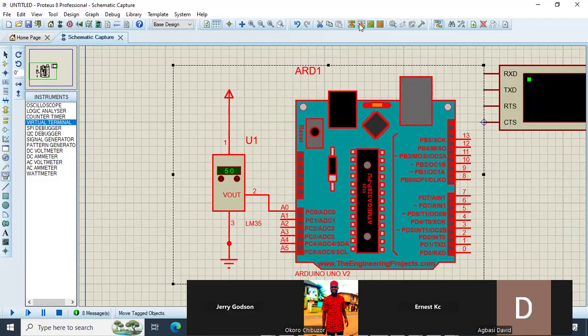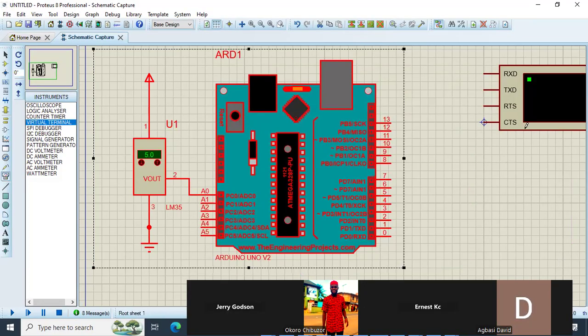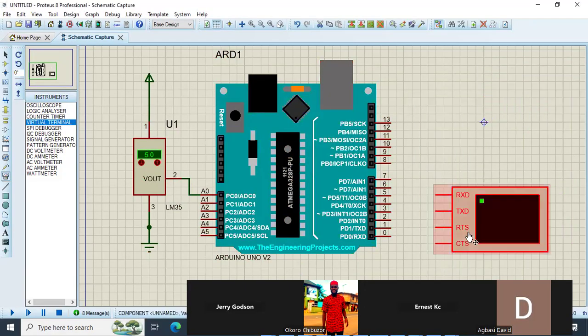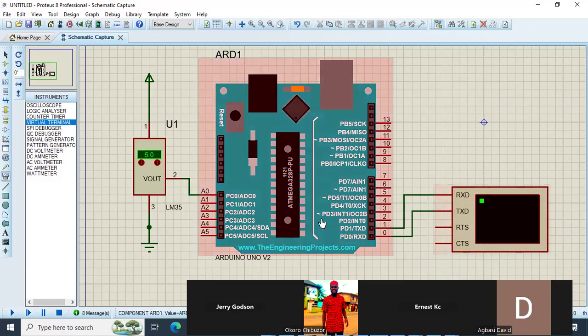So we bring this here. In serial communication, you have to connect TX to RD and RD to TX. And then we now write our software. This is embedded system. We have to write the software that will drive this.